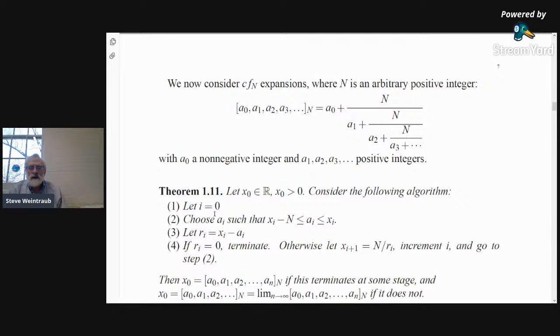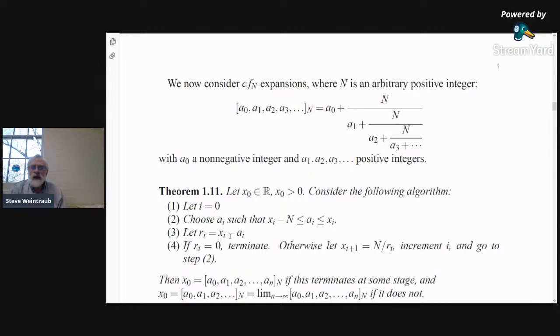Again, we start with i equals 0, and at any stage, we choose a sub i between x sub i and x sub i minus capital N. So we notice here that as opposed to the n equals 1 case, where we would usually get 1 choice and sometimes 2, here we're always going to get exactly N choices if x sub i is not an integer, and otherwise we'll get N plus 1 choices if it happens to be an integer. But so we can always make this choice here.